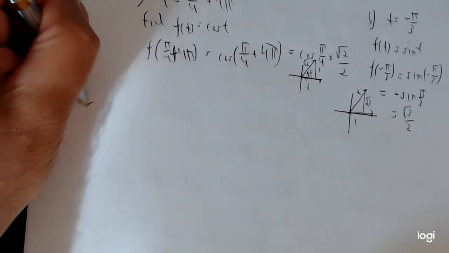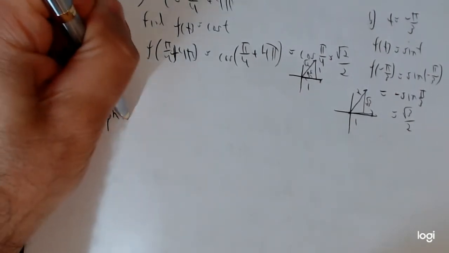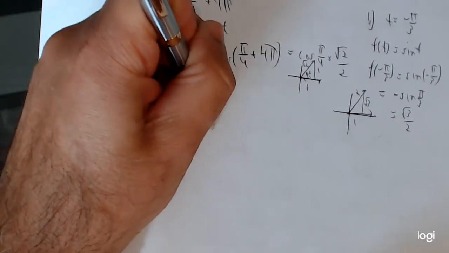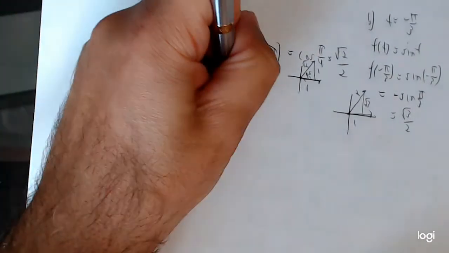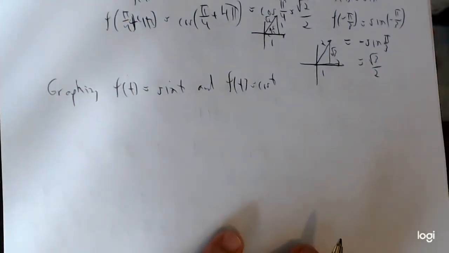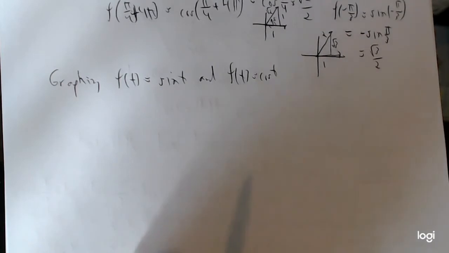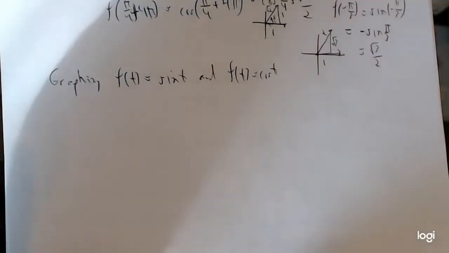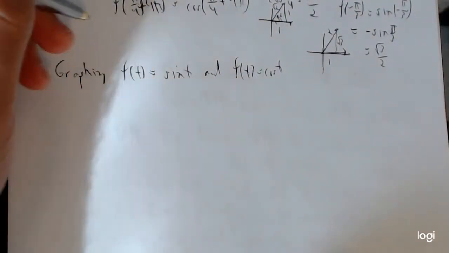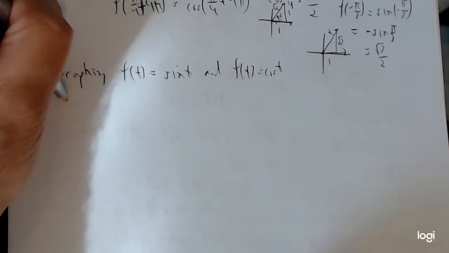Okay, so I'm basically going to be graphing f of t equals sine of t and f of t equals cosine of t. The good news here is we're going to be using specific key values when graphing. These will never change. We'll always keep this the way it is. So just make sure to always use these values.